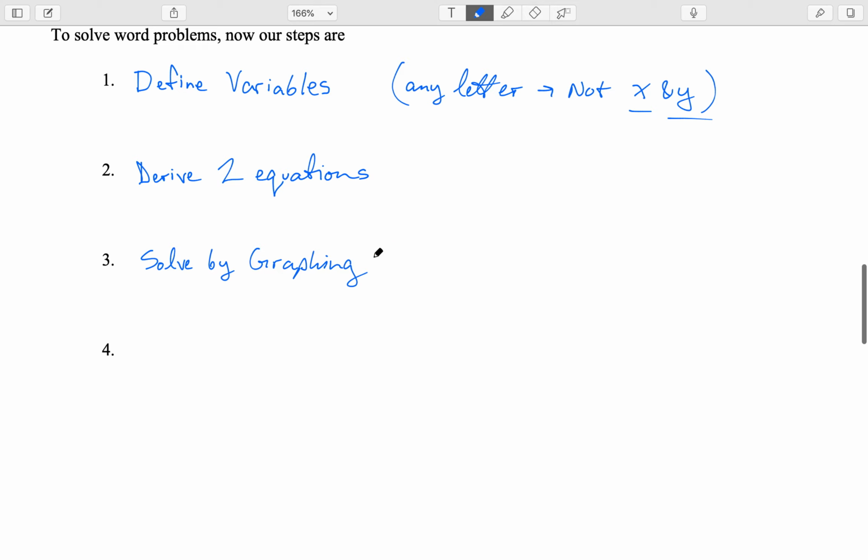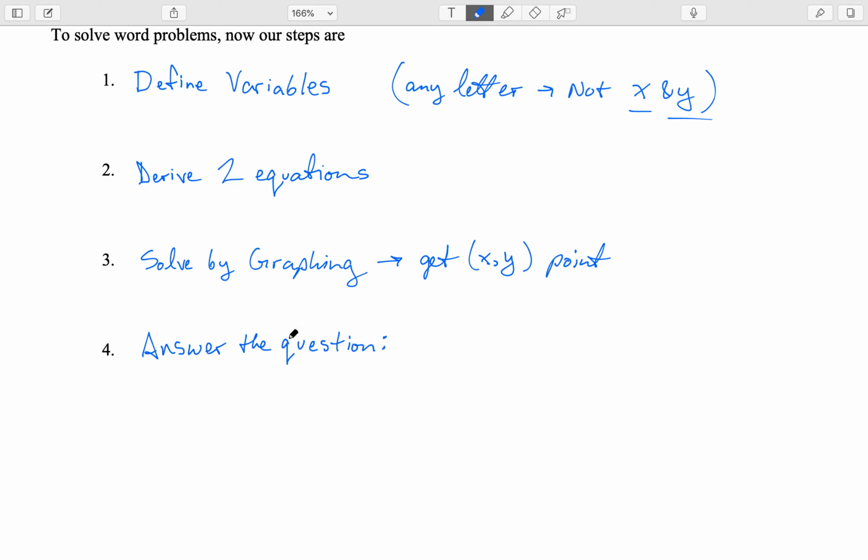So solve by graphing, and you actually get an x and y point. In other words, the solution is the intersection point. Now, the last part is kind of a well, duh. The last part is now answer the question. So be careful.